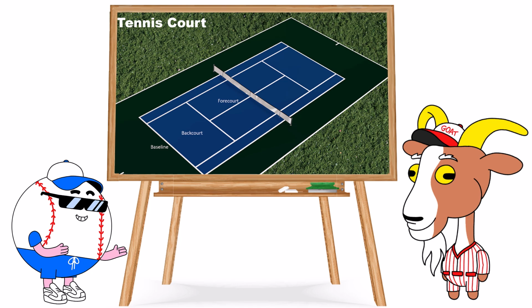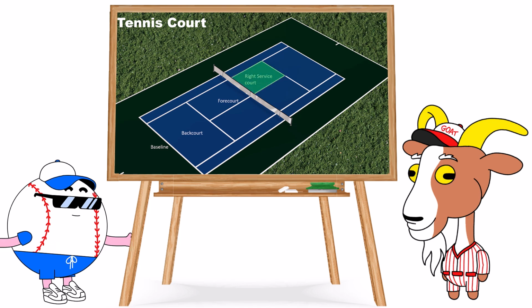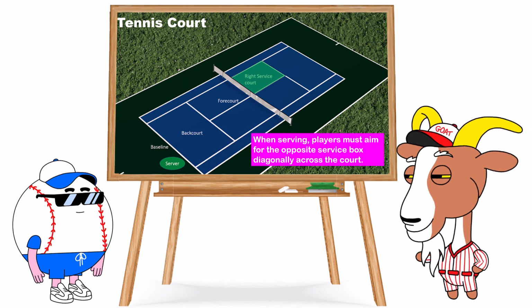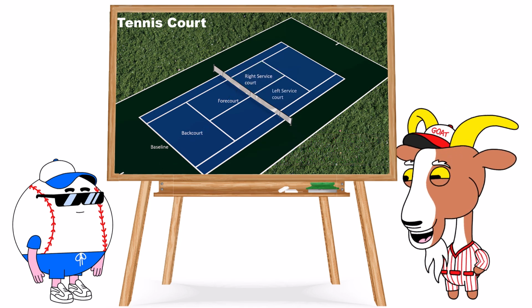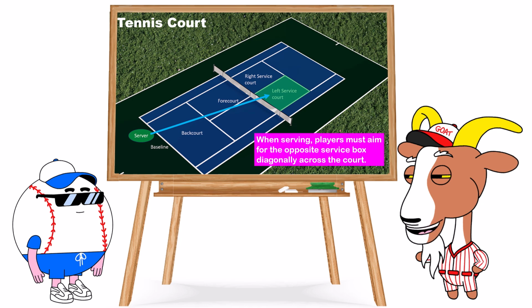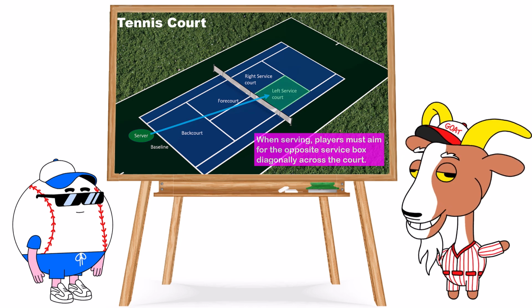And what about the service courts? I've heard of the right and left service courts. What's the difference? Correct. When you serve, you aim to land the ball in one of the service boxes. There are two of them, the right service court and the left service court, separated by the center service line. When serving, players must aim for the opposite service box diagonally across the court.